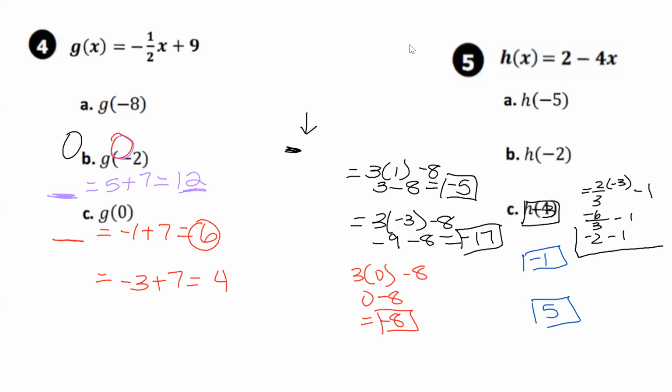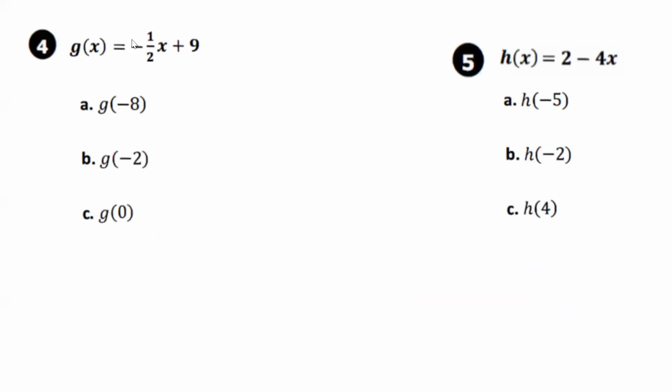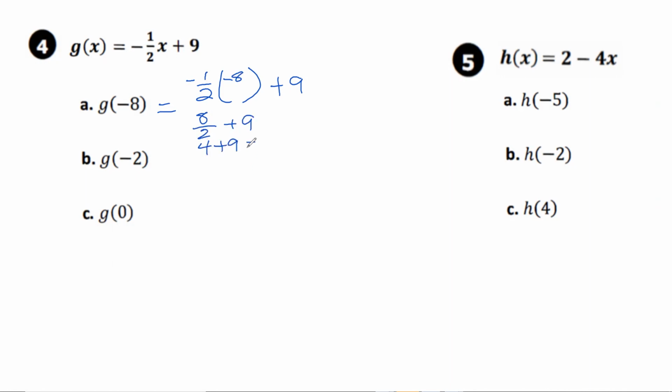All right. They're making it a little bit more complicated. So now we've got this -1/2, same thing that we did on the last one. So we're going to substitute in that -8. So we're going to have -1/2 times -8 plus 9. What's -1 times -8? +8. And 8 divided by 2 is what? 4. What's 4 plus 9? 14. Ta-da.